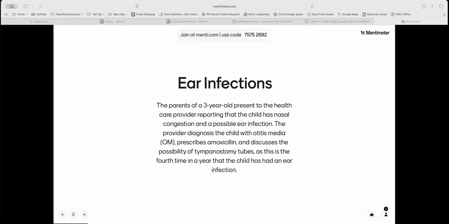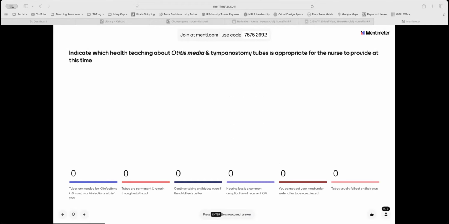So we have parents of a 3-year-old that come into the healthcare provider reporting the child has nasal congestion and a possible ear infection. The provider diagnoses the child with otitis media, a middle ear infection, prescribes amoxicillin, and discusses the possibility of tympanostomy tubes, as this is the 4th time in a year the child has had an ear infection. So with all of those things in mind, what health teaching about those middle ear infections and tympanostomy tubes would be appropriate for this patient?